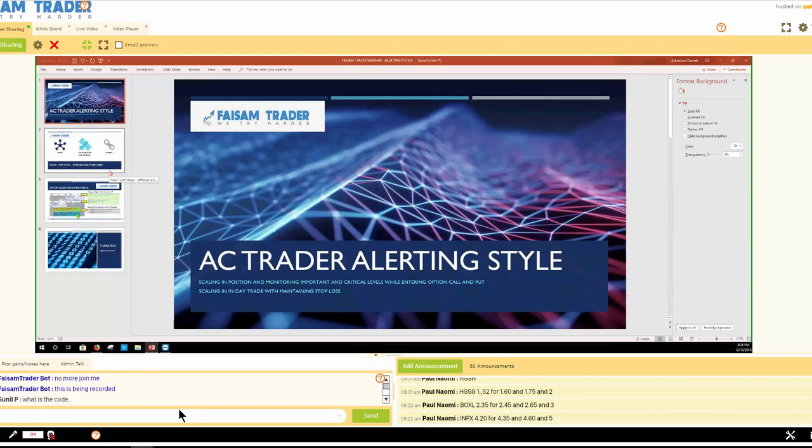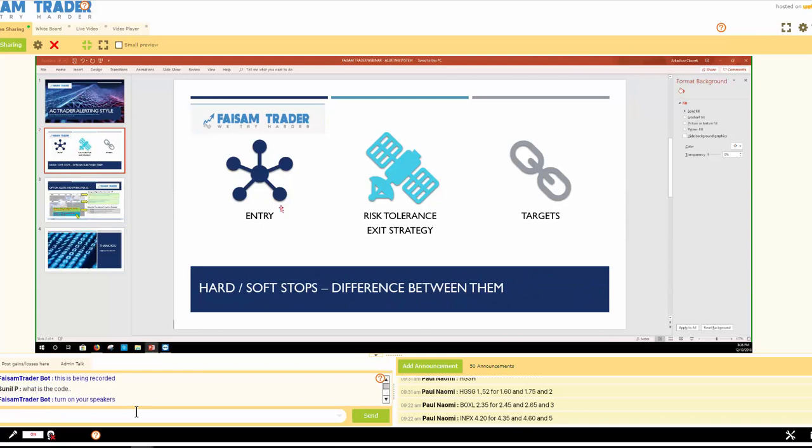You enter above the resistance. You don't enter at resistance equal to the number. You have to enter above the resistance. So entering the trade, we all have to remember about the entry. There is no other way around it.